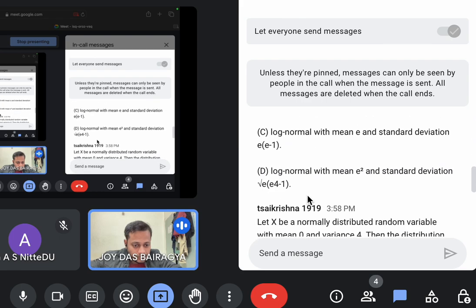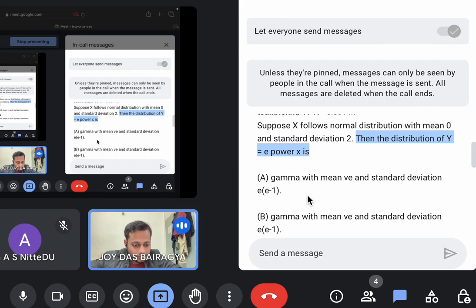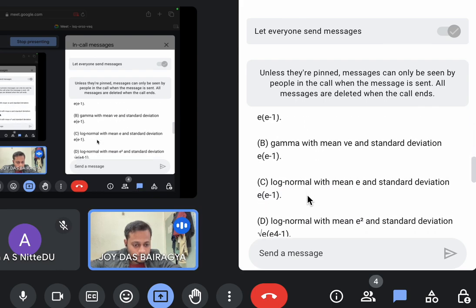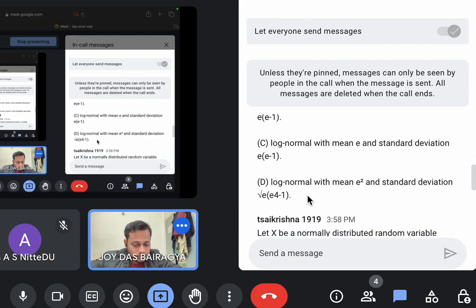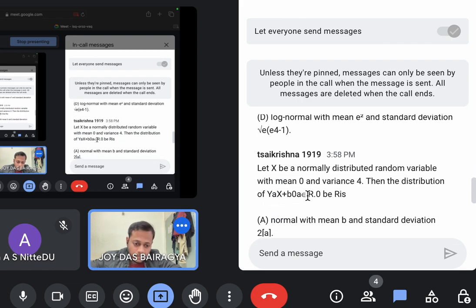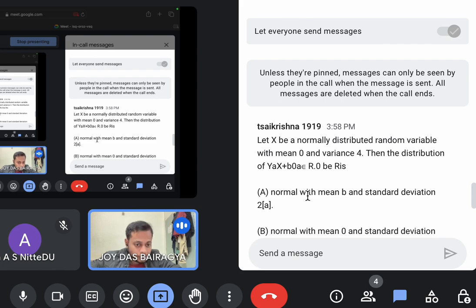And the second question, the options are gamma function with mean and standard deviation e minus 1, and log normal with mean square root e and standard deviation root e. So the next question is, x and y are normally distributed random variables with 0 and 4.